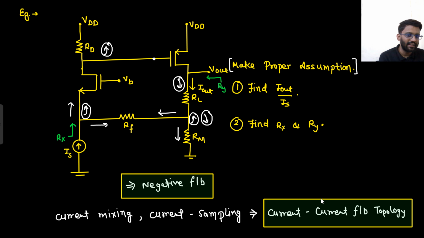In the input we see there is simply current mixing, and even if you put output equal to 0, still there will be some current coming. So if there is still some current, that means your feedback element is not depending on the output voltage. That means there is no voltage sampling. That means there has to be current sampling. If there is current sampling, it is a current feedback topology.